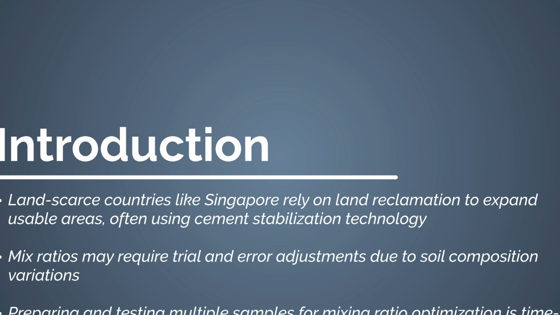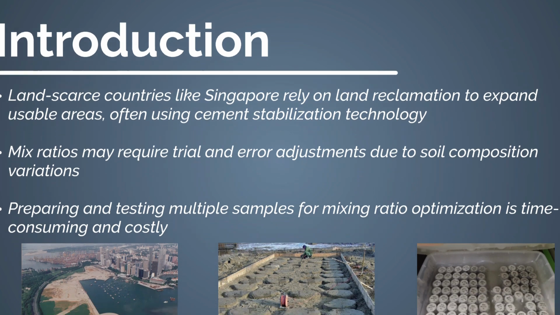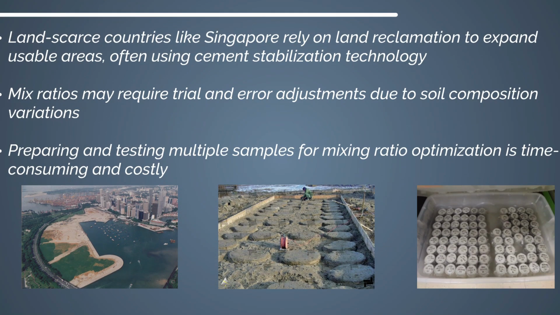Countries with limited land availability, like Singapore, frequently turn to land reclamation projects to increase usable space. This process typically employs cement stabilization technology. However, identifying the optimal mixing ratio can be a complex task because of the difference in the soil composition. As a result, trial and error adjustments are often necessary to discover the most effective combination. So, optimizing the mixing ratio requires preparing and testing multiple samples, which can be both time-consuming and costly.